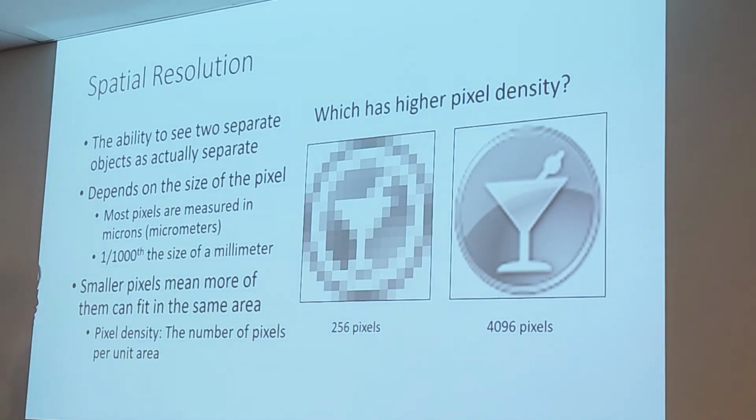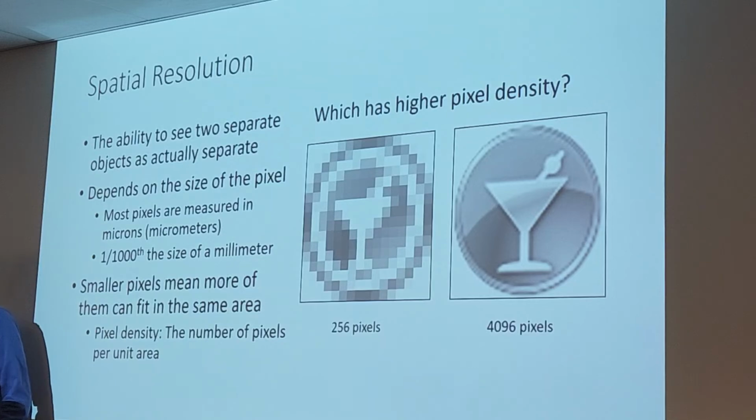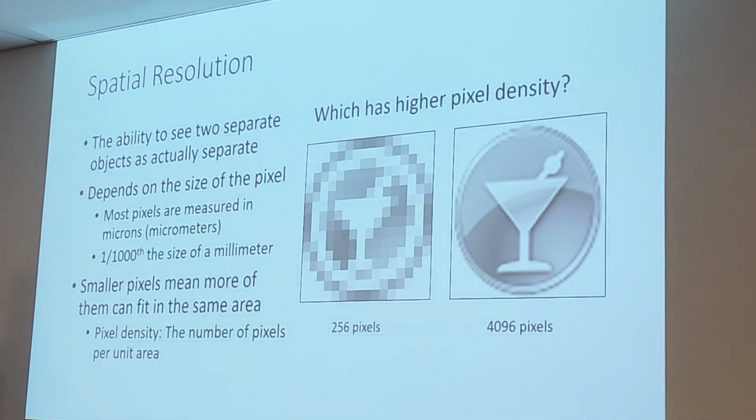So if I ask you a question, and the question asks you, which of these has more pixels? Your answer is the one on the right, 4096. If the question asks you which one has bigger pixels, 256, the one on the left, this one here. So be careful. There's size of the pixels and there's number of pixels. So just read carefully.